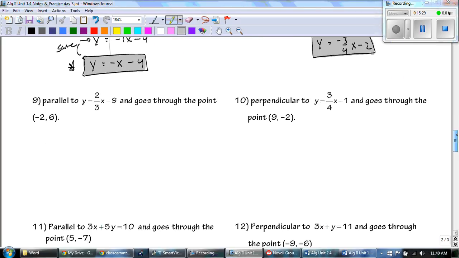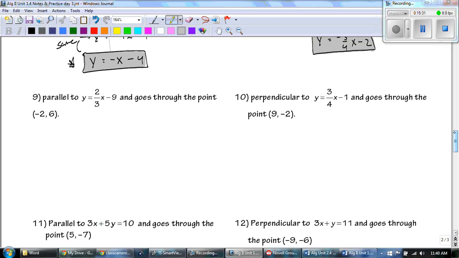All right. Number 9 and 10, guess what? You're all on your own. I'm not even going to tell you what the keywords are, what your slopes are, what your points are. All on your own. Okay, so do number 9, do number 10, and when you start the video up again, you will see the answers. So pause the video and good luck.